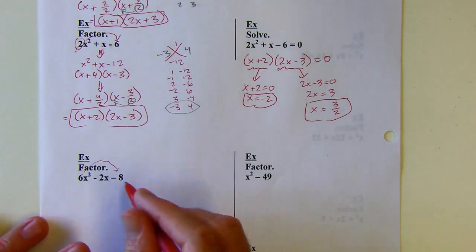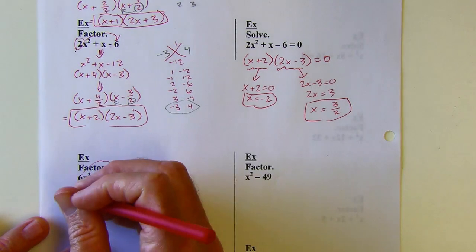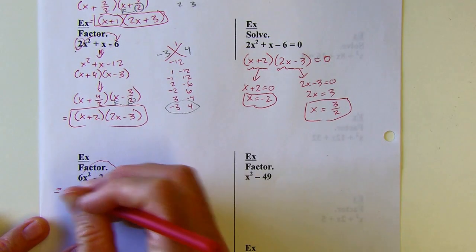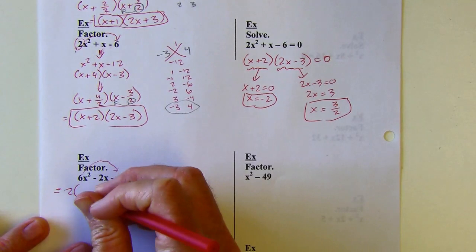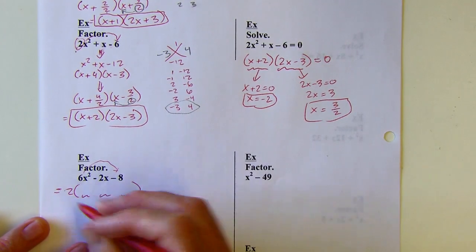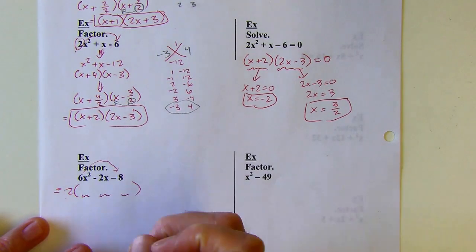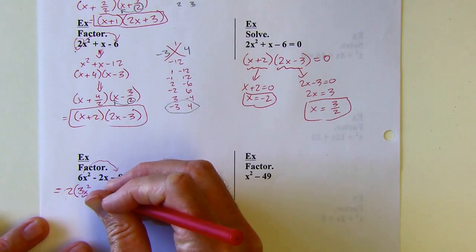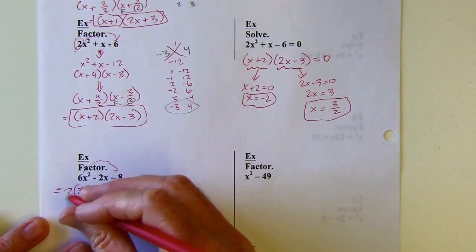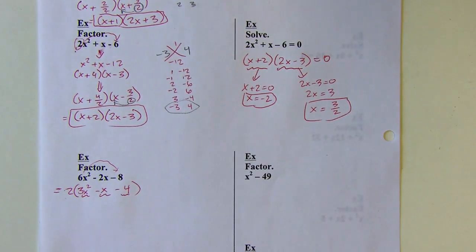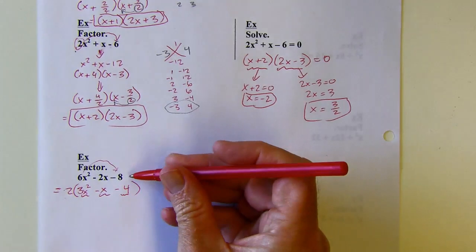Okay, so I'm seeing that all of these are even numbers. Let's factor out a 2. So this is going to be, I put the equal sign there, but all right, I've got 3 terms. 2 times something is 6x squared. 2 times something is negative 2x. That would be negative x. 2 times something is negative 8. And I could try multiplying it back in to test it out, and it would come out to this.